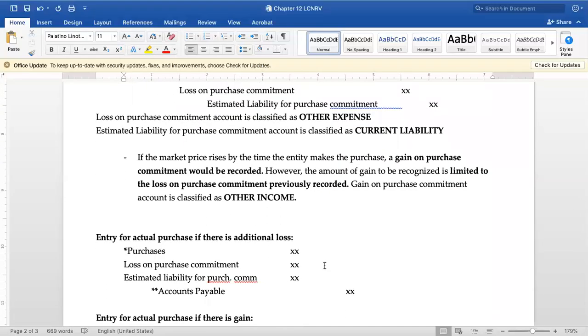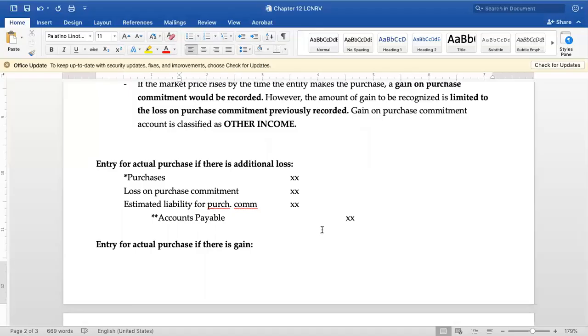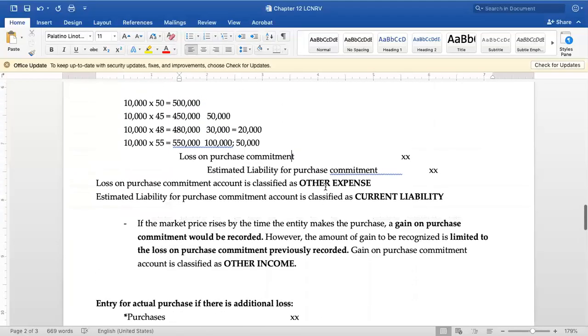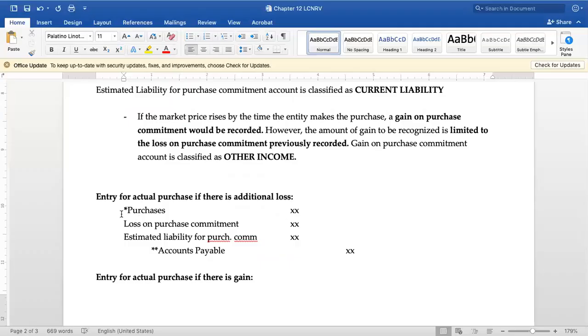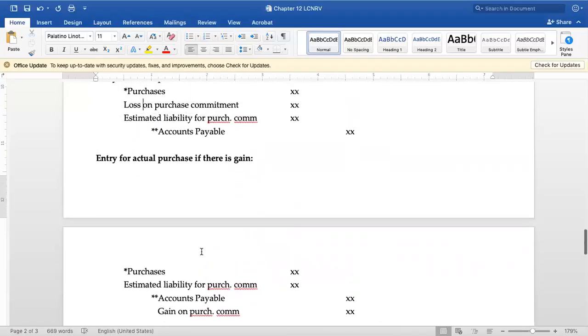So what is the entry for the actual purchase if there is additional loss? What if, instead of 450, the price became 430? Then it is worse, right? You promised to pay 500, but the price is now 430. So your loss increased. So for the actual entry for the purchase, if there is additional loss, you debit purchases, you credit loss on purchase commitment, this is the additional loss. Then you credit the estimated liability for purchase commitment, which was previously established. Then you credit accounts payable. So we have some asterisks here. Let's continue. So what if there is a gain?